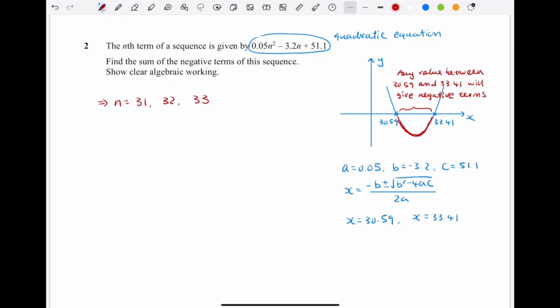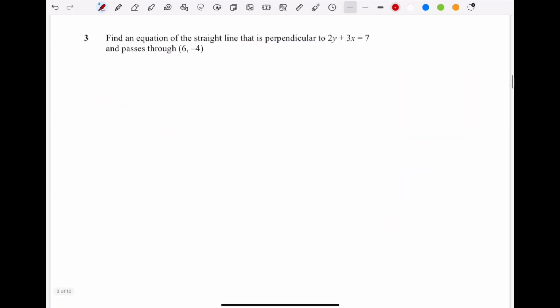If n is 31, by putting this into the position to term rule, we will have negative 0.05. When n is 32, we get negative 0.1. When n is 33, we will have negative 0.05. So the sum of these negative terms is negative 0.2. So moving on to the next question, question 3.